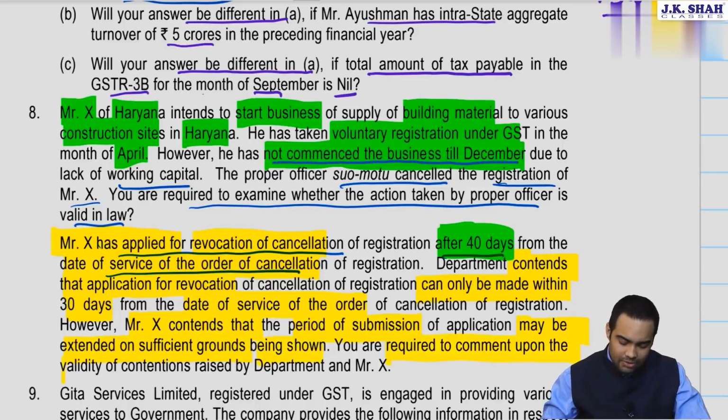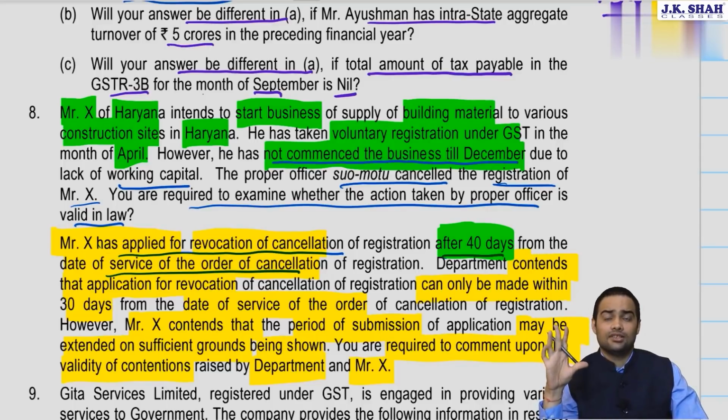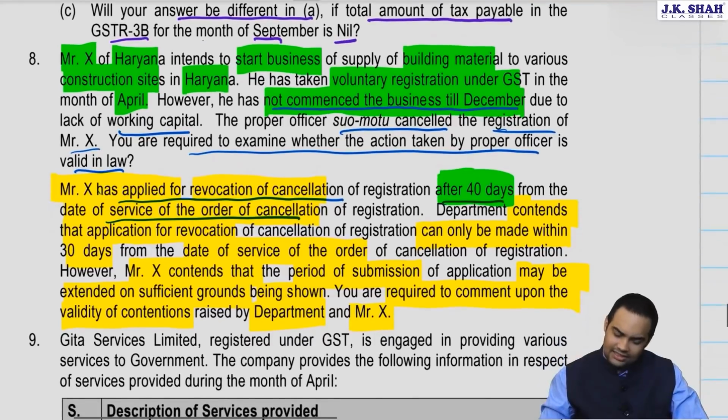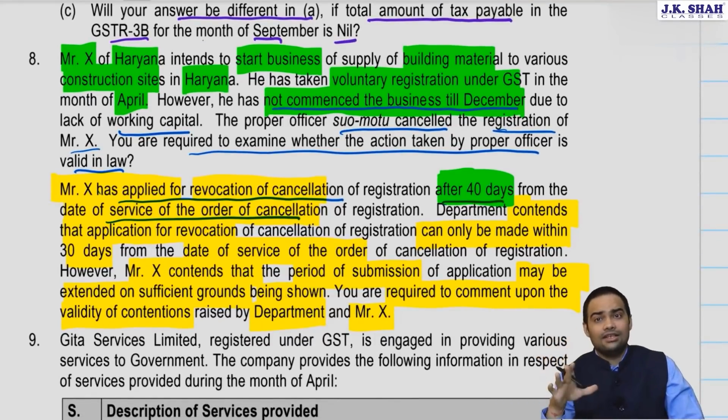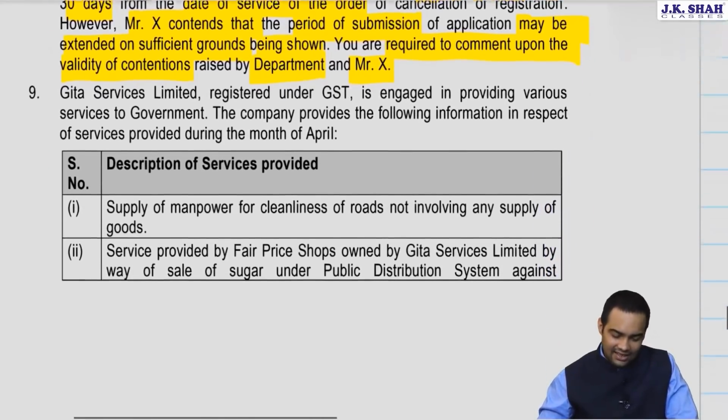You are required to comment upon the validity raised by department and Mr. X. Department's view is not correct because they are saying you have to file within 30 days. That's not completely correct, because 30 days can further be extended by another 30 days and another 30 days. So totally you get good time limit now with the recent amendment. So the contention is correct of Mr. X in this case, and suo motu cancellation taken is also a correct action by proper officer. Okay, let's see the next one.